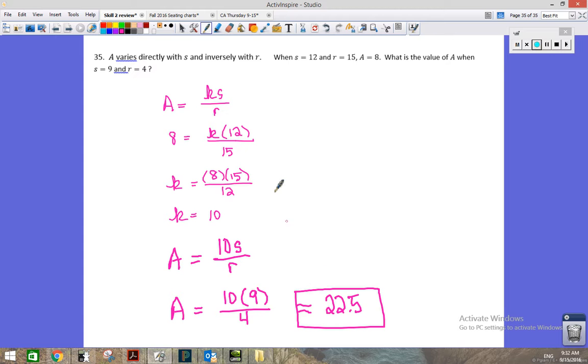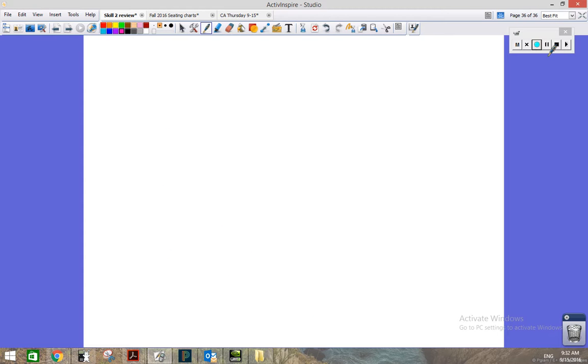But to get that value, you had to set up the correct equation. You had to solve for the correct constant of proportionality. Then you had to use your equation with that constant to get this 22.5. So that's it, and I'll talk to you later.